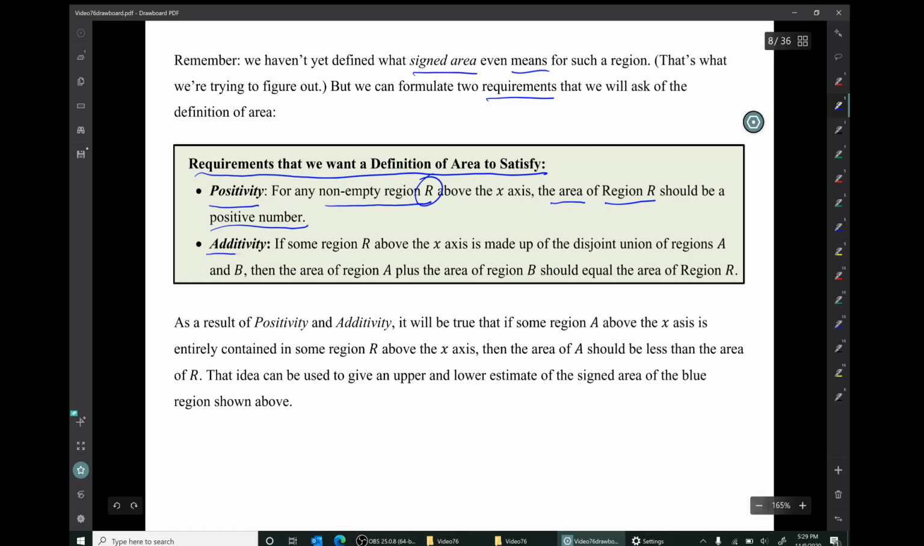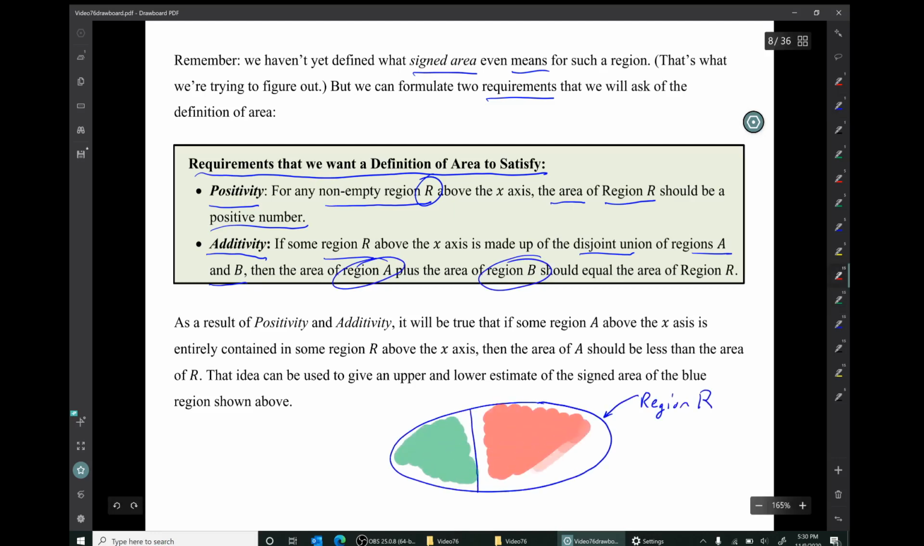That's reasonable enough. The other requirement is one you might not have thought of before, or at least not explicitly. It's called additivity. If you have some region R and it's made up of the disjoint union of regions A and B, then the area of region A plus the area of region B should equal the area of region R. So that could be drawn this way. Now, I haven't drawn regions involving a graph of a function and the x-axis. I'm just drawing areas of curvy shapes in the plane.